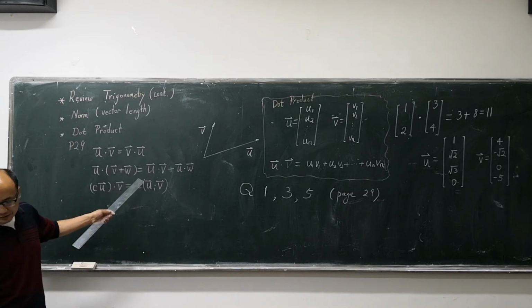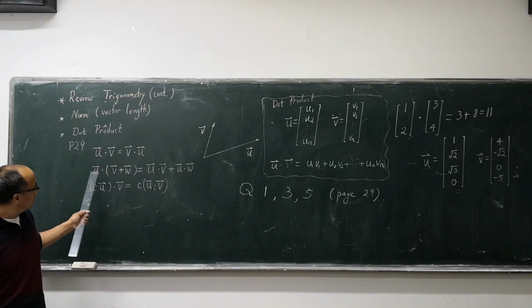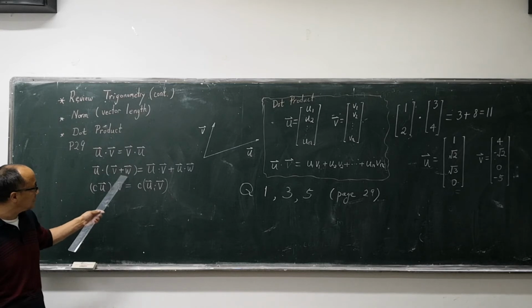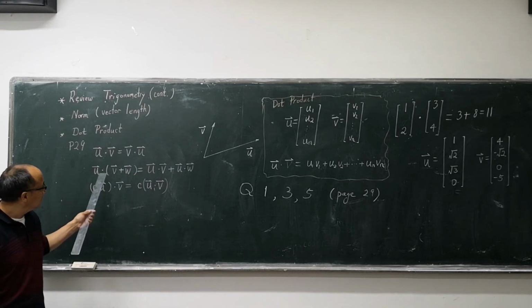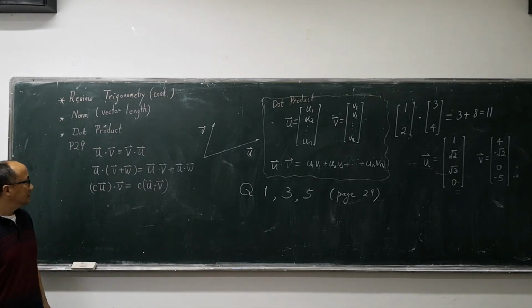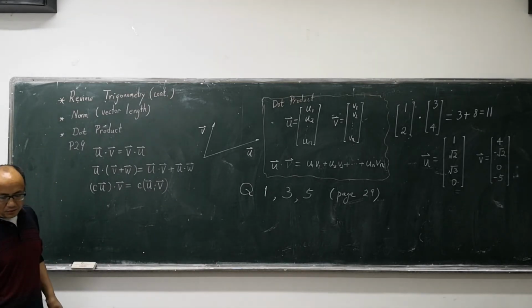This is the distributive property. So when you dot with a sum, you remember how to do this, right? It is equal to this dot this plus this dot this.